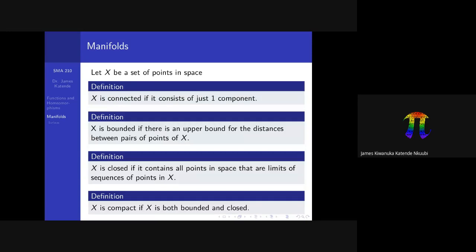So we make some more definitions. Suppose we have a set of points in space. Then we'll say that the set of points is connected if it consists of just one component. So there's only one piece, not more than one piece of it. So that will be connectedness. You will learn about a more rigorous definition of connectedness in topology in fourth year.